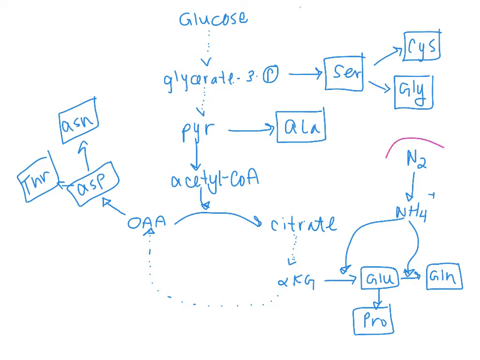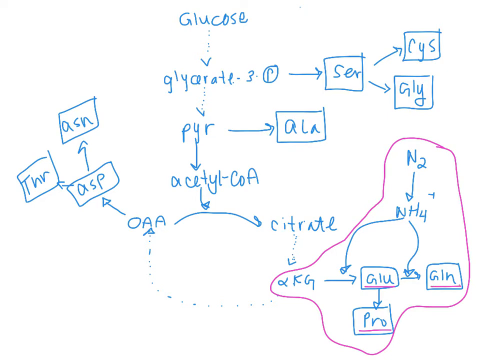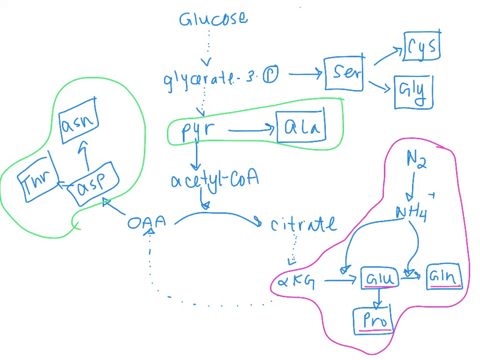So today's video, we're going to cover what is here in pink. The reduction of N2 to NH4, which is called nitrogen fixation. And then we're going to make 3 amino acids from there: glutamic acid, proline, and glutamine. Then we're going to have a second video that looks at these ones over here, including this one. And our third and final video, here I'll do yellow, is going to look at making serine, cysteine, and glycine. That's the really big picture, okay?